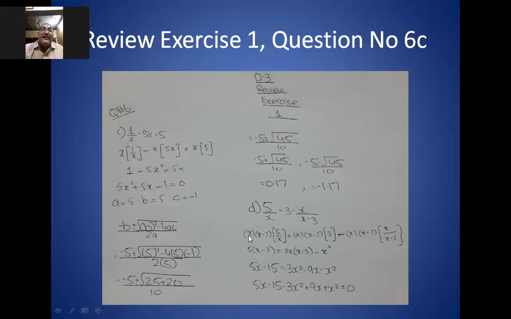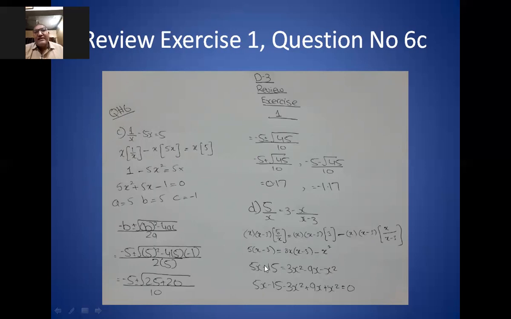So you can see that here I have multiplied that LCM, which is x into x minus 3, with this first term equals to, then I will multiply that LCM with the 3, this term, and then I will multiply that LCM with this fraction. So this x and x will be cancelled. You are left with 5 into x minus 3 equals to, so this will be 3x into x minus 3. So this x minus 3 and x minus 3 will be cancelled. So you are left with x squared. So it will be 5x minus 15 equals to 3x squared minus 9x minus x squared.